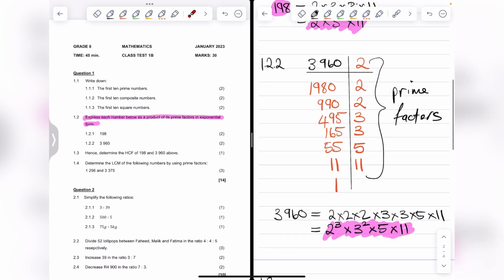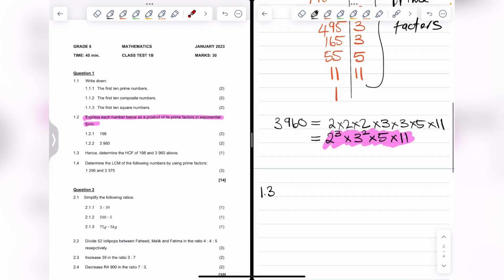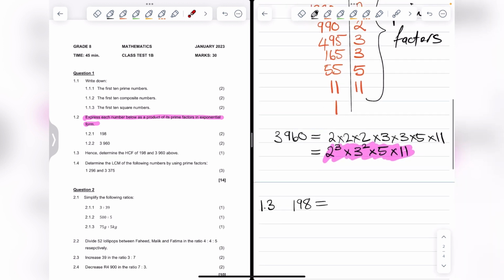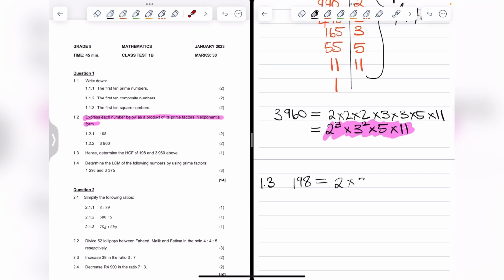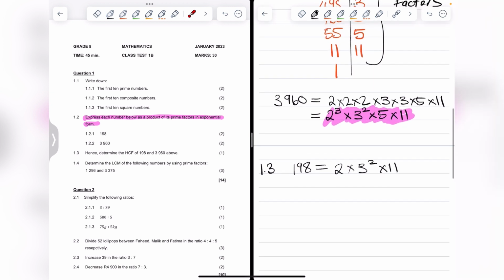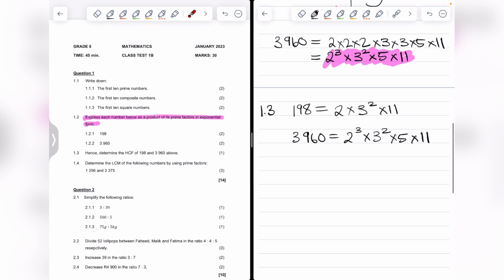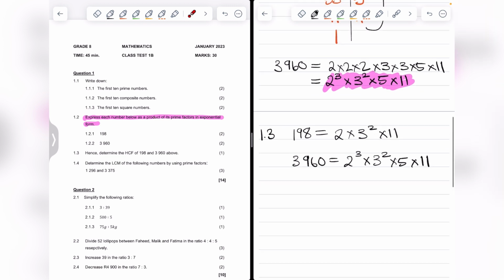So that's 198 is equal to, that was 2 times 3 squared times 11. And we'll say, okay, so that was 198. And for 3,960, it was 2 to the power 3 times 3 to the power 2 times 5 times 11. Okay, so that is the two numbers expressed as products of their prime factors, and from there we need to choose the highest common factor.